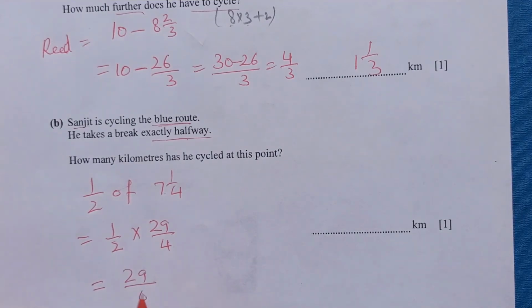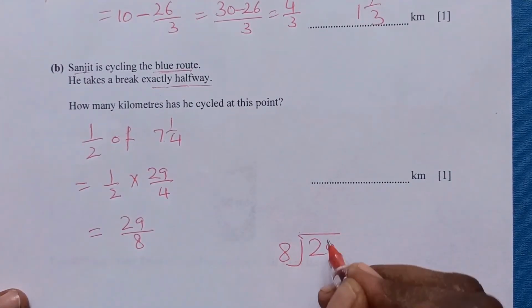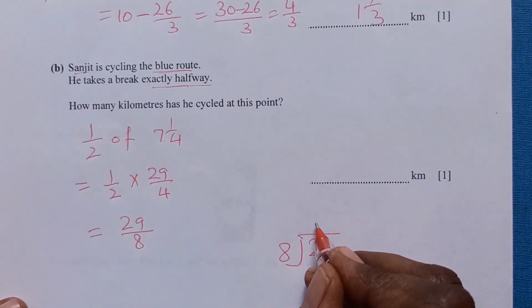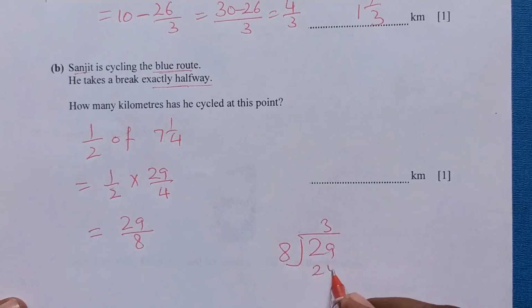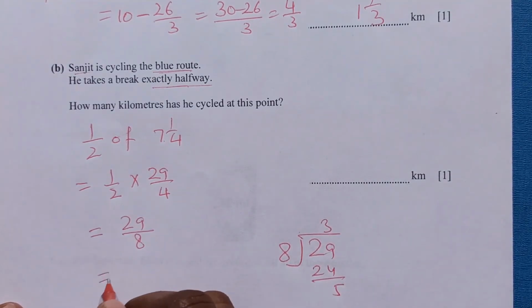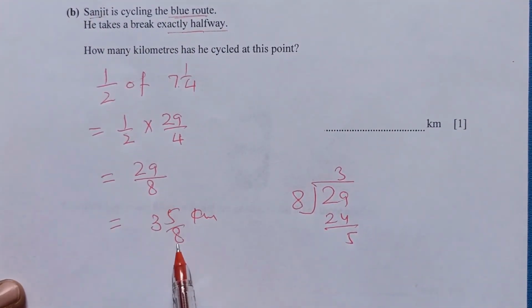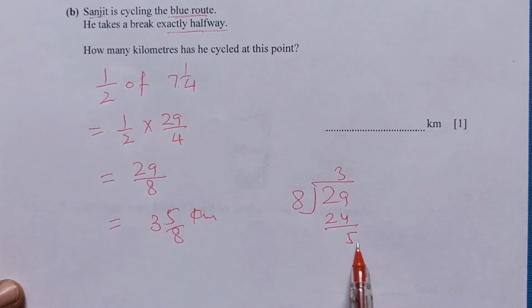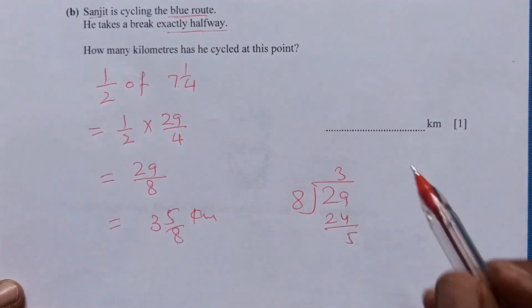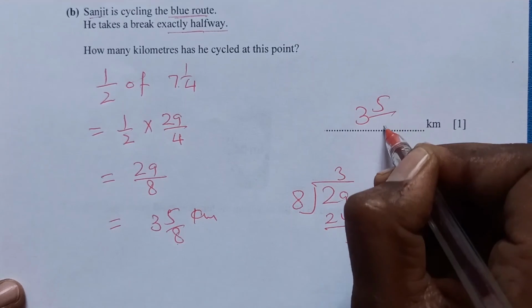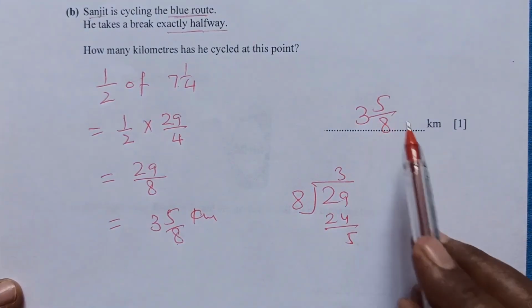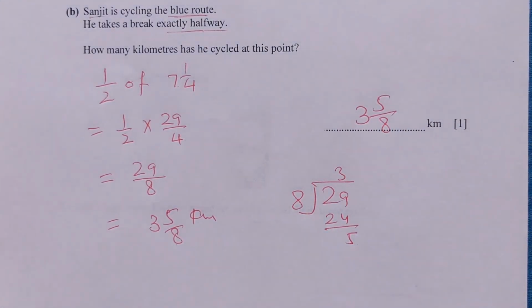So half of 29/4 is 29/8. 8 times 3 is 24. So we have a remainder of 5. That means 3 5/8. As I told you before, the denominator remains in the denominator, the remainder goes up, and the divisor is here. So your answer is 3 5/8 kilometers. So that's it for number 13.